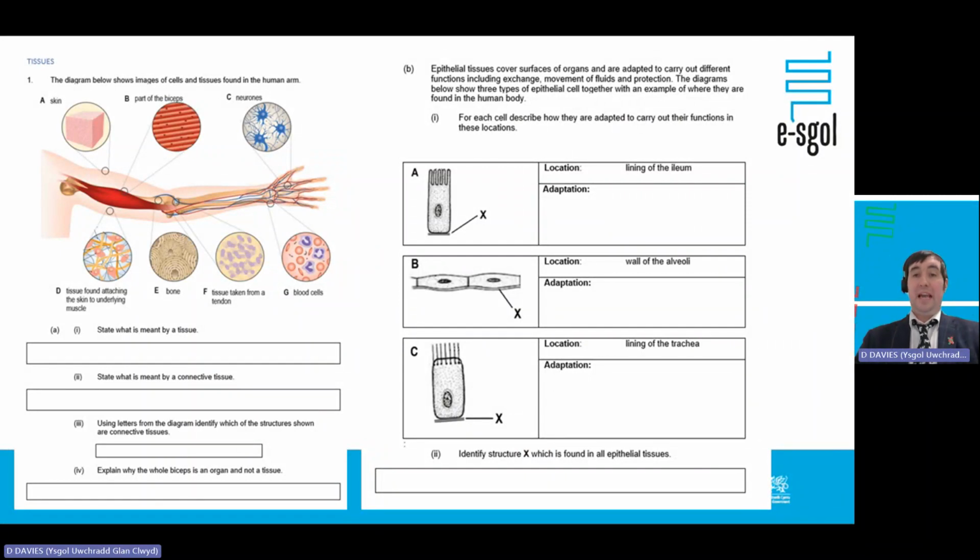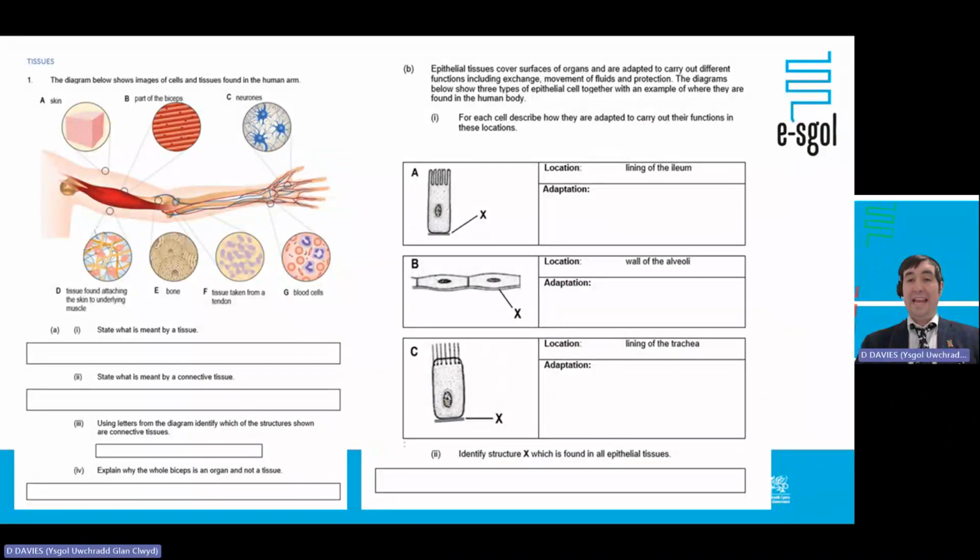So moving on to B, epithelial tissues cover large surfaces of organs adapted to carry different functions, including exchange, movement of fluids and protection. The diagrams below show 3 types of epithelial cell, together with an example of where they are found. For each cell, describe how they are adapted to carry out their function. So how are they good at their job?